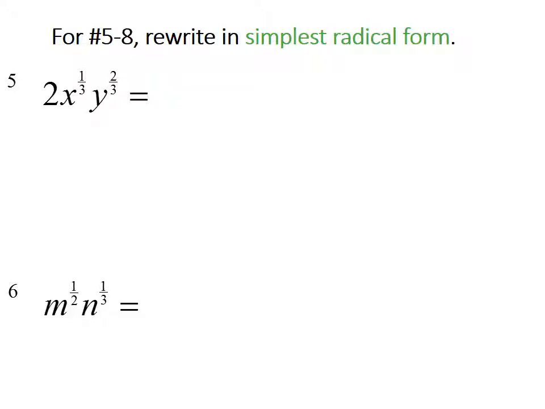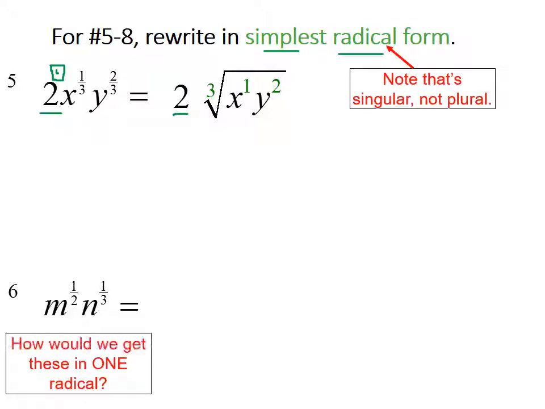So here we're going to rewrite in simplest radical form. So we're going to rewrite this as a radical. If you notice, the 2 is raised to the first power, so it's not a rational exponent, so it's not even going to be under the radical. And everything else is under the radical, x to the first and y to the second. So we rewrote this in simplest radical form.